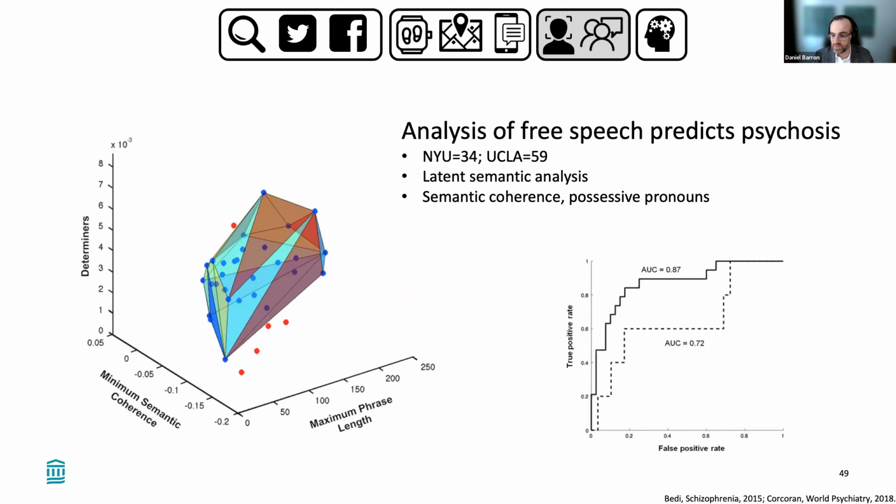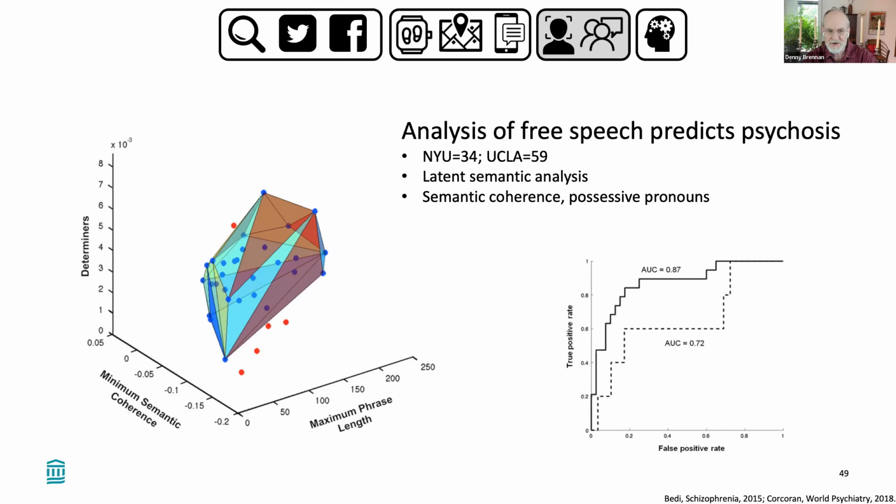Cheryl Corcoran's lab is following this up and collecting more data to really refine this tool to see if it could be a clinically viable tool. But I felt that it was promising, and I think it's pretty exciting.